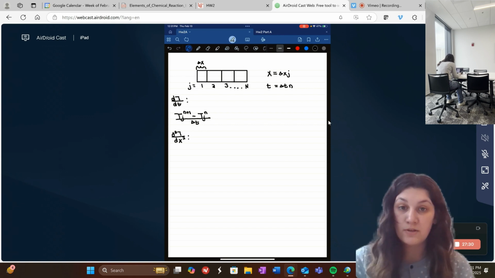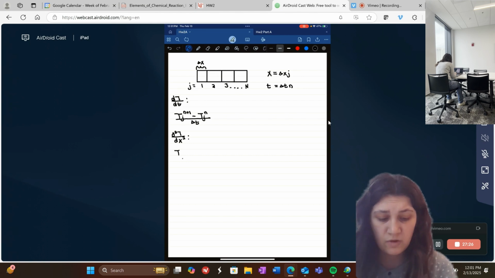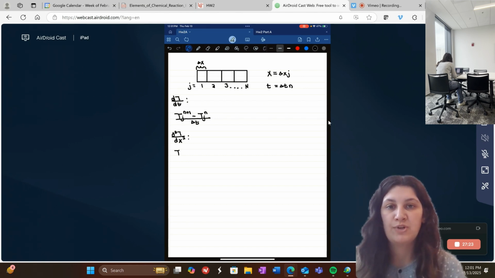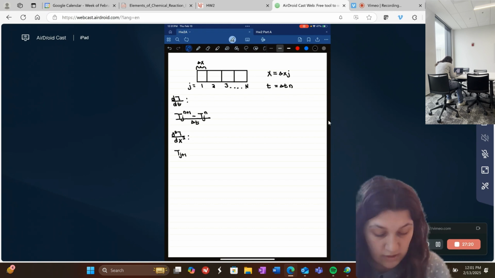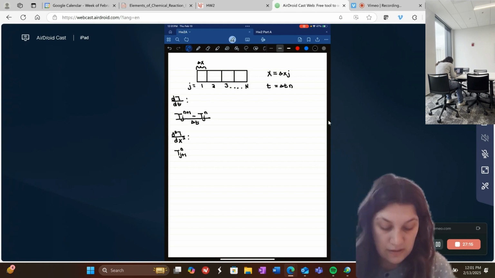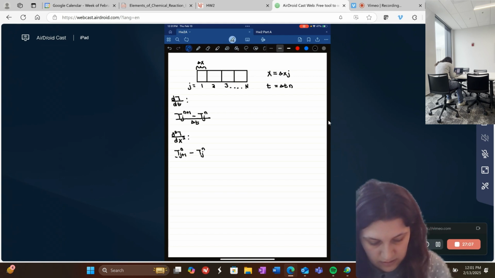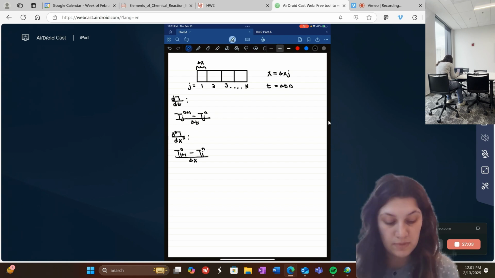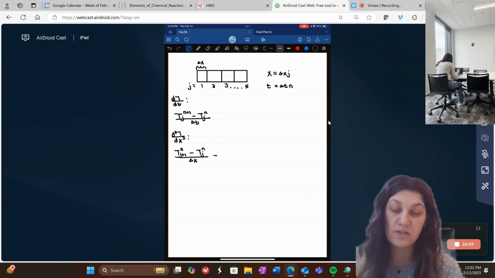Now for this one, what we want to do is look at the temperature. Well, first we want to look at the temperature to the right, so we're going to say J plus 1, so the next position over at some time, minus the temperature at our current position at that same time over that change in position. Now that's just the derivative to the right.